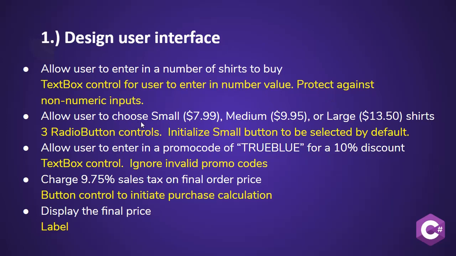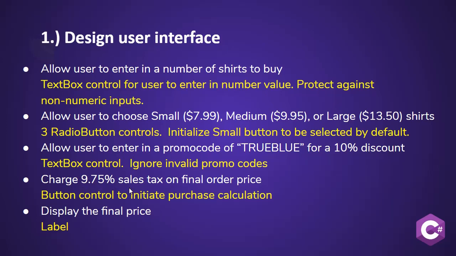To allow the user to choose between small, medium, and large, this is an option. This is where the user is choosing one from a set of options. So I'm going to use radio buttons. Radio buttons are linked checkboxes that allow the user to only select one of a set. To protect against the case where no sizes are selected, I'm going to initialize my form so that one of these radio buttons is selected by default. To allow the user to enter in a promo code, I'm going to use another text box. And I'm going to handle invalid promo codes by just ignoring them.